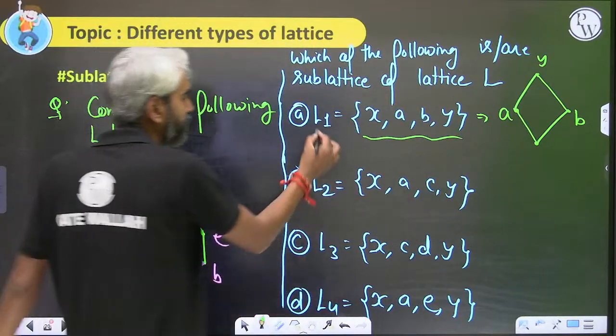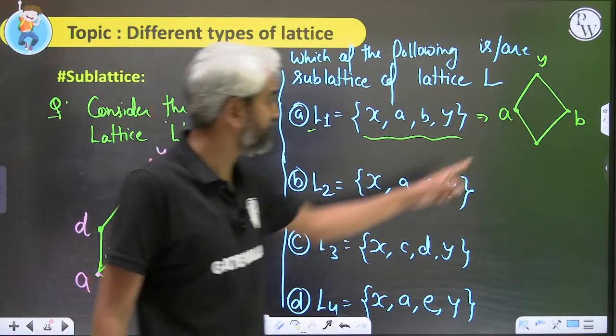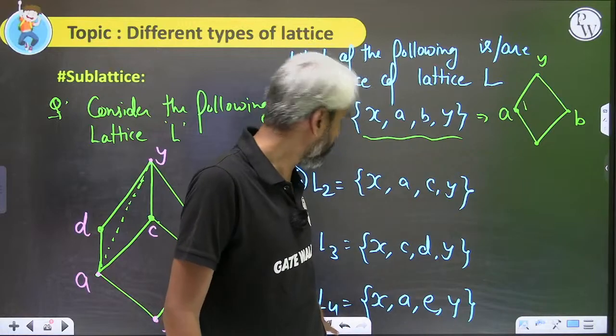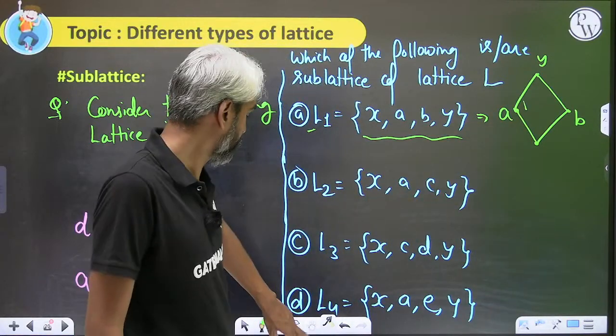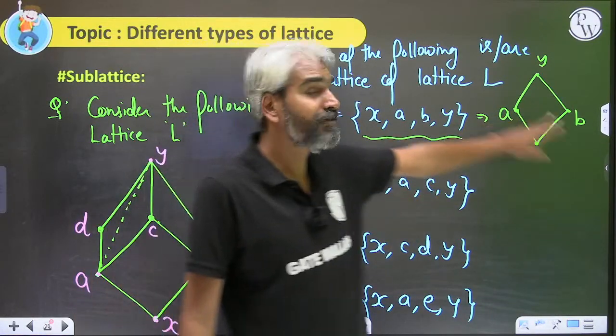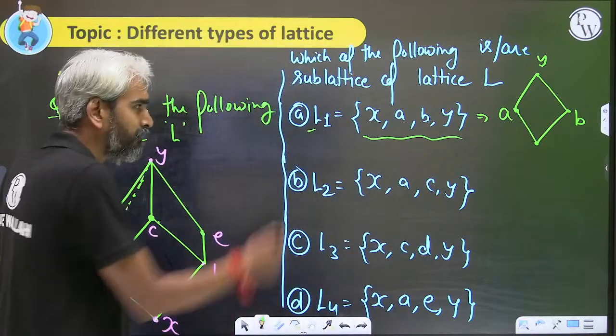So first of all, check whether L1 is a lattice or not. Yes, it is a lattice. For every pair of elements, the least upper bound and greatest lower bound exist in this Hasse diagram. Therefore, it is a lattice. Okay, so L1 is a lattice, that is fine.